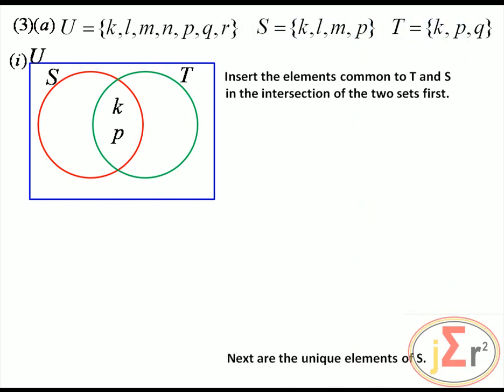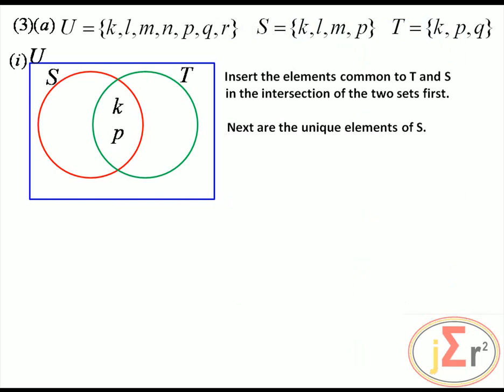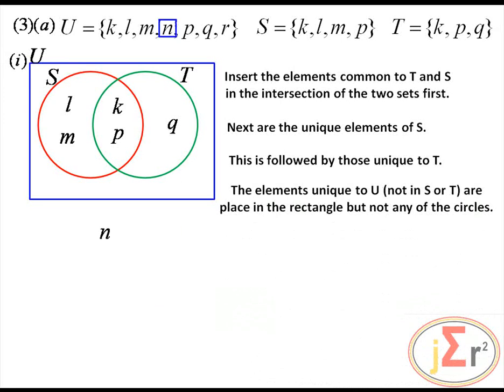Then we will insert the elements that are unique to S. Then those that are unique to T. And of course, not to be left out, those elements that are in the universal set but they are not present in S and they are not present in T. Any other? Well, that is the final one. And there we have our Venn diagram with all the elements included.